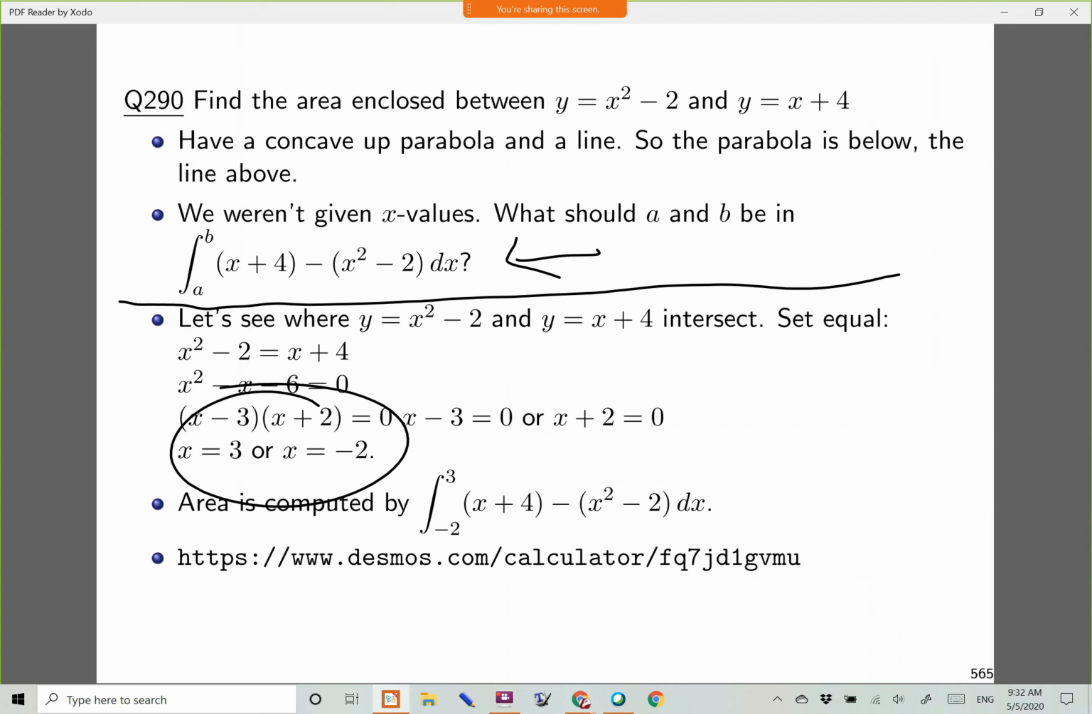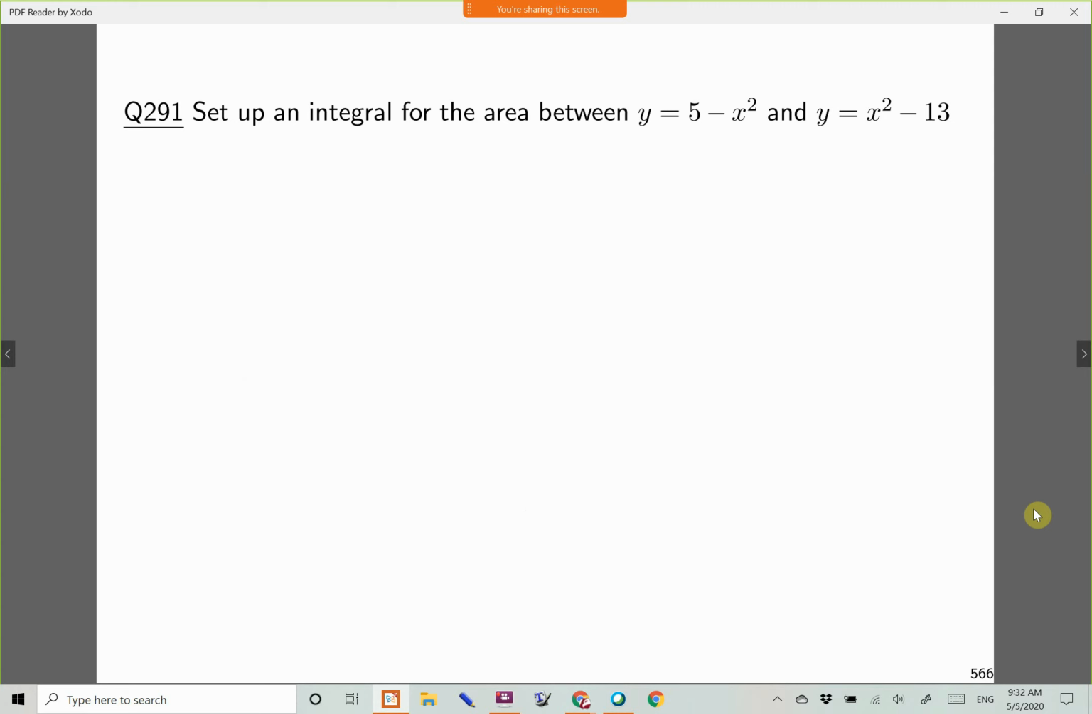All right, so then let's do this, unless there's questions. Okay, I'd like you to please take a moment to try that. Set up an integral for the area between y equals 5 minus x squared and y equals x squared minus 13. Again, think rough sketch first, maybe even a sketch that doesn't involve drawing x and y axes. Just what would that roughly look like? And notice you were not provided x values here.